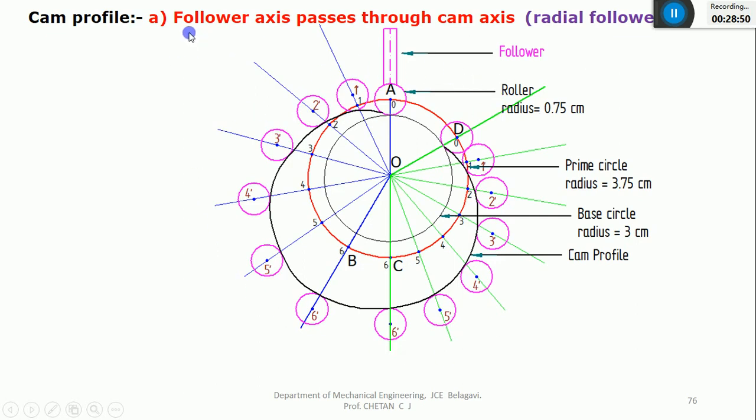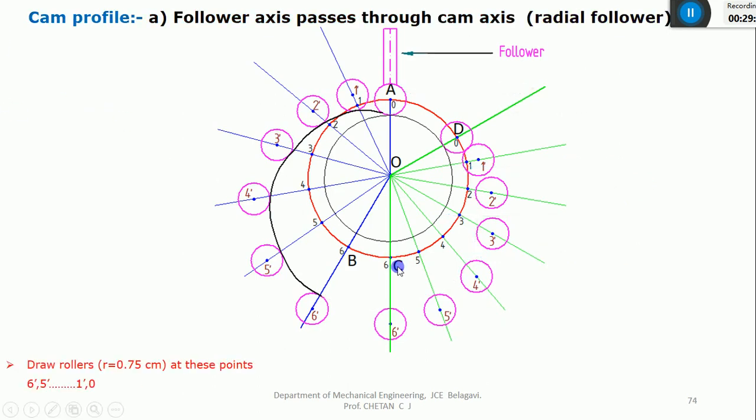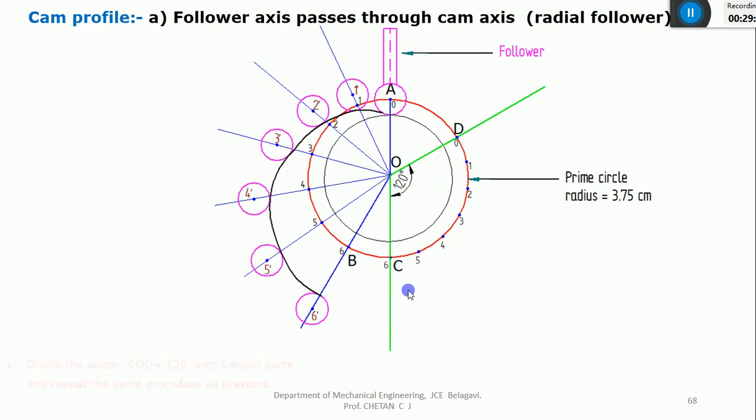It means the follower axis passes through the cam axis. Please take 30 seconds. If any doubts in this cam profile, please let me know so that I can explain once again. And if it is clear, I'll go to the second case. If you want, you can see the steps once again for your convenience.